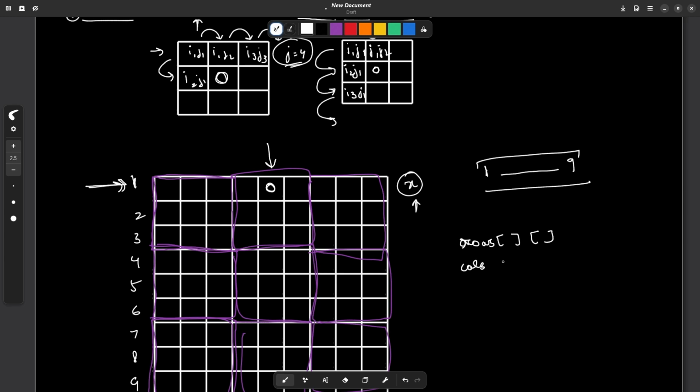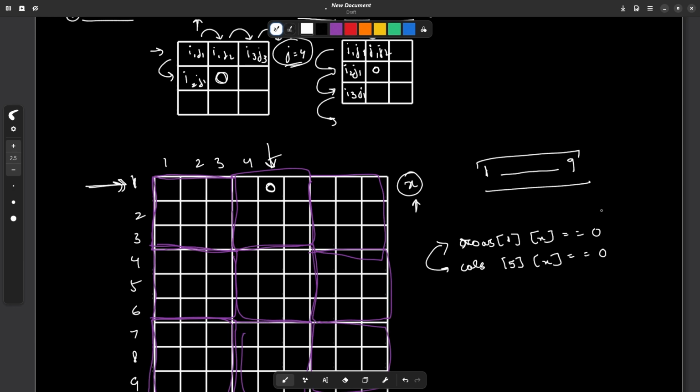Similarly for columns, you can maintain a double dimensional vector. Right. Now let's say you are talking about row 1 and column 5. So you can check if rows of 1 comma x and columns of 5 comma x are not taken. Both of them should be 0, or both of them should be not visited. Remember, even if one of them is taken, you cannot take x at this particular position.